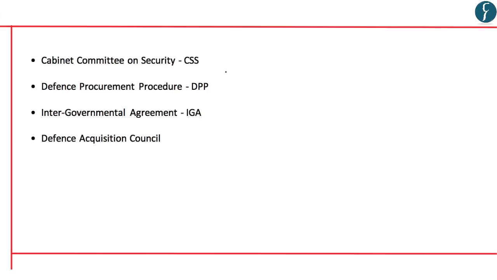Now when you will go through the newspaper on Rafale deal on page number 1 and 10, you will come across these terms in the entire newspaper. These terms are Cabinet Committee on Security, Defence Procurement Procedure, that is DPP, Intergovernmental Agreement, IGA, as well as Defence Acquisition Council. So in this aspect, let us understand each of these keywords because these keywords become important from our exam perspective.